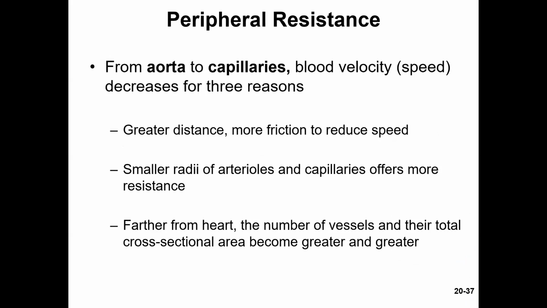So from the aorta to the capillaries, blood velocity, or the speed, decreases for 3 reasons. It's a greater distance, so more friction reduces the speed. The smaller radii of arterioles and capillaries offer more resistance. And the farther from the heart, the number of vessels and their total cross-sectional area become greater and greater.